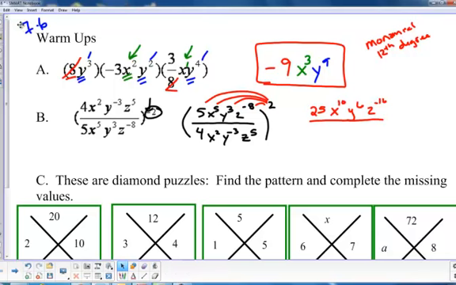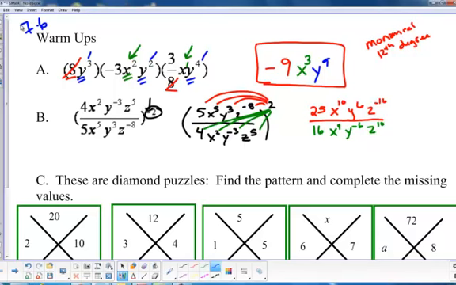And then on the bottom, 4 squared is 16. X squared squared is an x to the 4th. Y to the negative 3 squared is a y to the negative 6. And z to the 5th squared is a z to the 10.